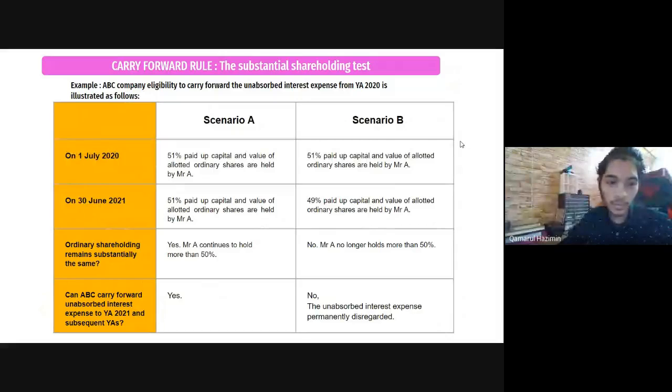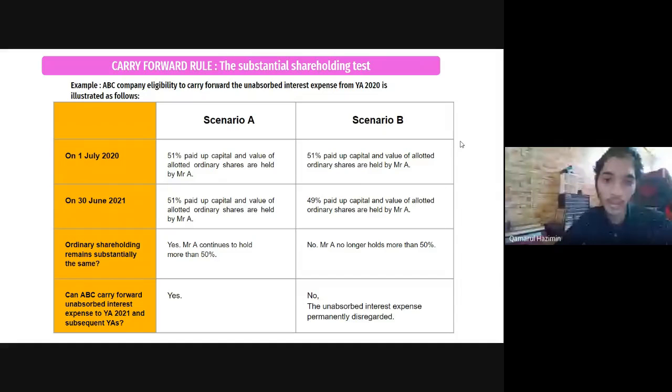Okay, to make it clear, given two scenarios, scenario A and B, whether the company is eligible to carry forward or not. On scenario A, on 1st July 2020, which is the first day of the year of assessment, the paid up capital and value of allotted ordinary shares held by Mr. A is 51%, and on the last day of the year of assessment, which is 30 June 2021, it is also the same. It shows that their ordinary shareholding remains substantially the same and more than 50%. As a result, it can carry forward unabsorbed interest expense for the next year of assessment.